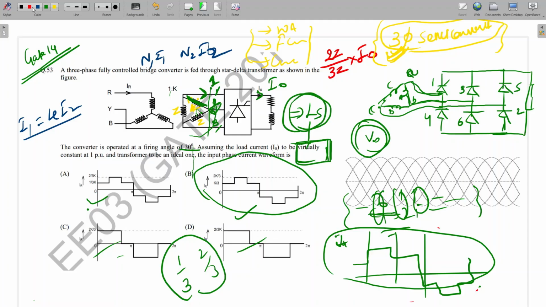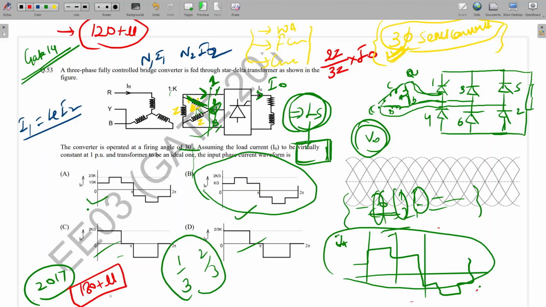And some extra things which I have analyzed, which are not asked in GATE, like for this full bridge rectifier, the overall conduction angle will be 120 plus mu. Like one question they asked in GATE 2017. In 2017, one freewheeling diode based question, this source inductance based question, they asked what will be the total conduction time of the diode. So that was 180 degree plus mu. That was the answer for that question.